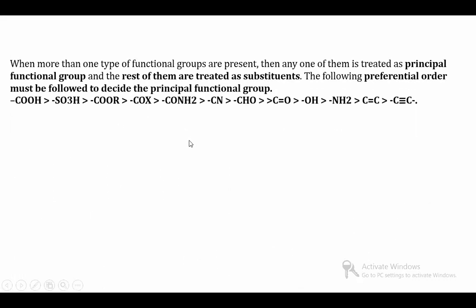Next, if many functional groups are present, how do we give priority? Priority is given in this order: CH3COOH, carboxylic acid, is greater than the rest. We need to remember this. When more than one type of functional group is present, any one of them is treated as the principal functional group, and the rest are treated as substituent groups. The principal one is the main one, the suffix will be added, and the rest are added as prefixes. And what is the order? This is the order. First carboxylic acid.